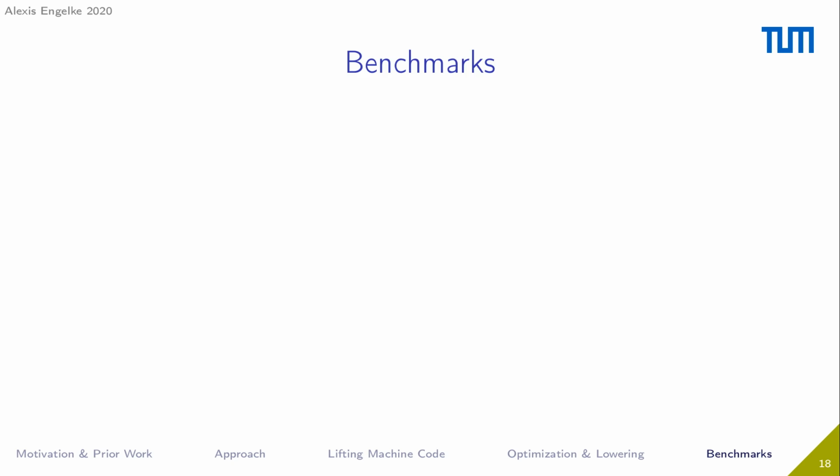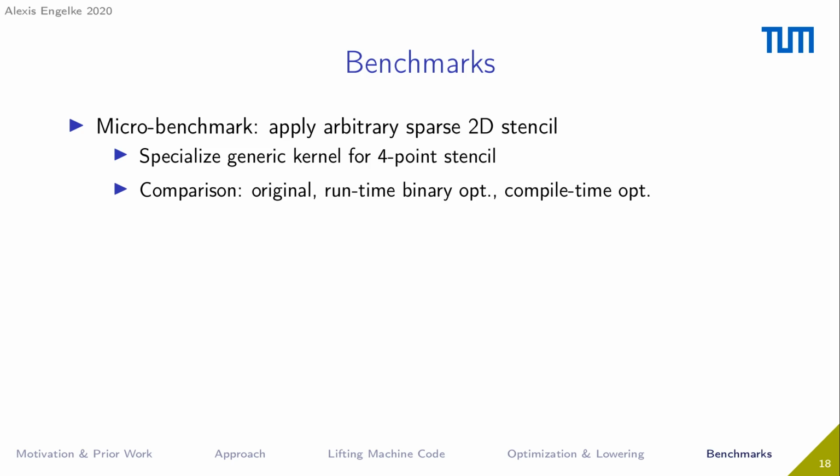Alright, we have now seen how we use LLVM for optimizing machine code. The question is, what's the benefit? To find an answer, we ran 3 benchmarks. The first benchmark is a micro-benchmark where the optimization target applies an arbitrary 2-dimensional sparse stencil to a 2-dimensional array. We specialize this kernel to a standard 4-point stencil and compare the execution time of the original code with our runtime optimized code. Additionally, we also compare against the compile time specialization of the code to the same stencil.